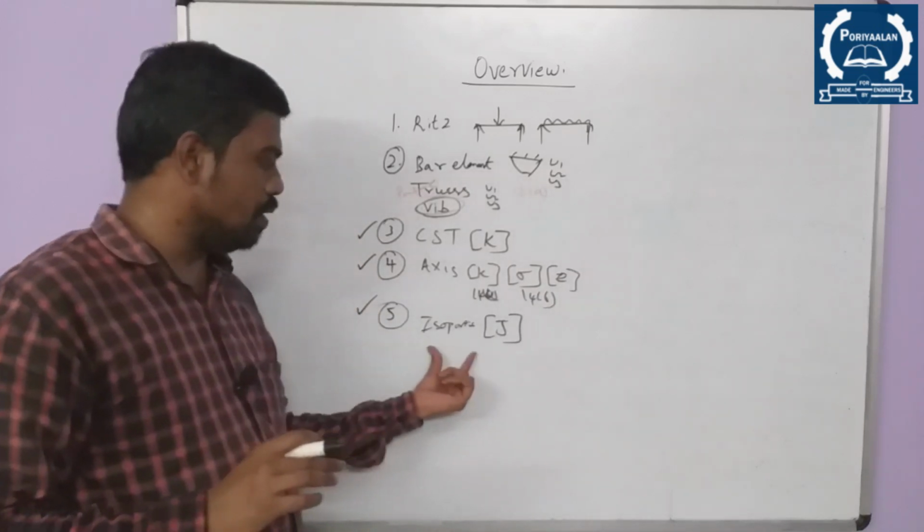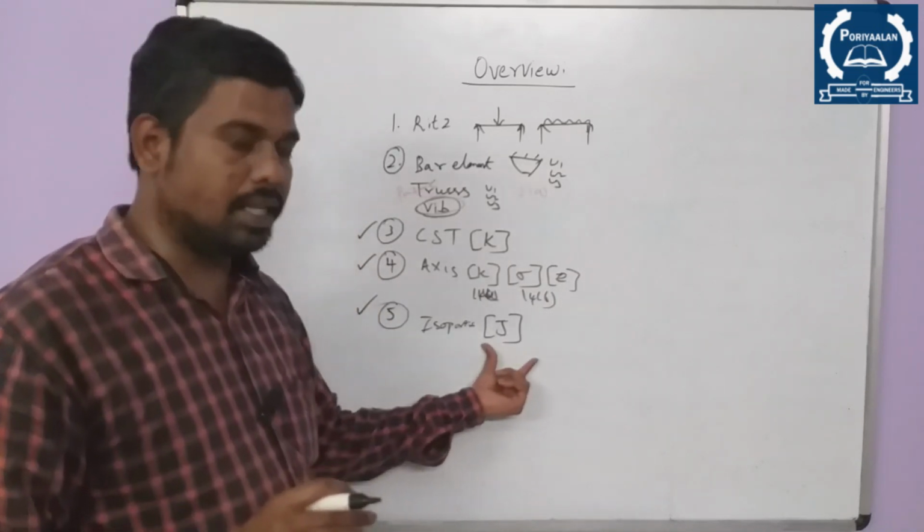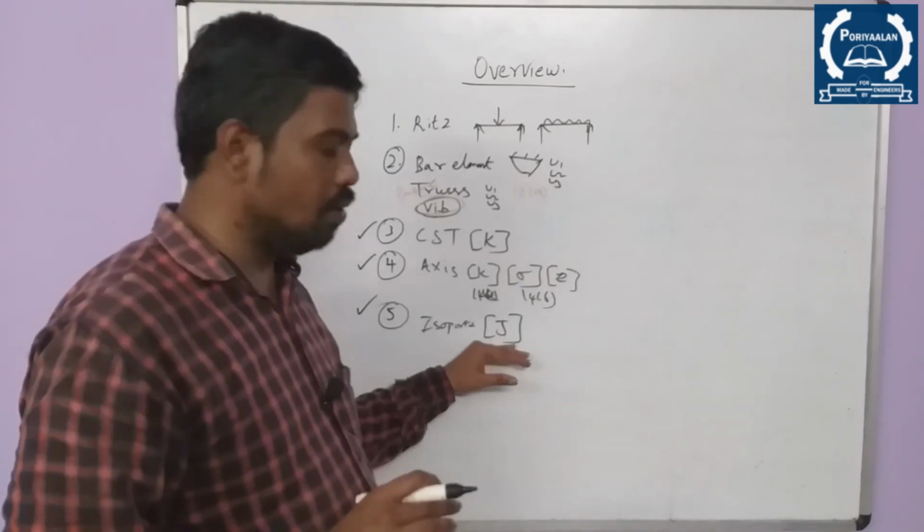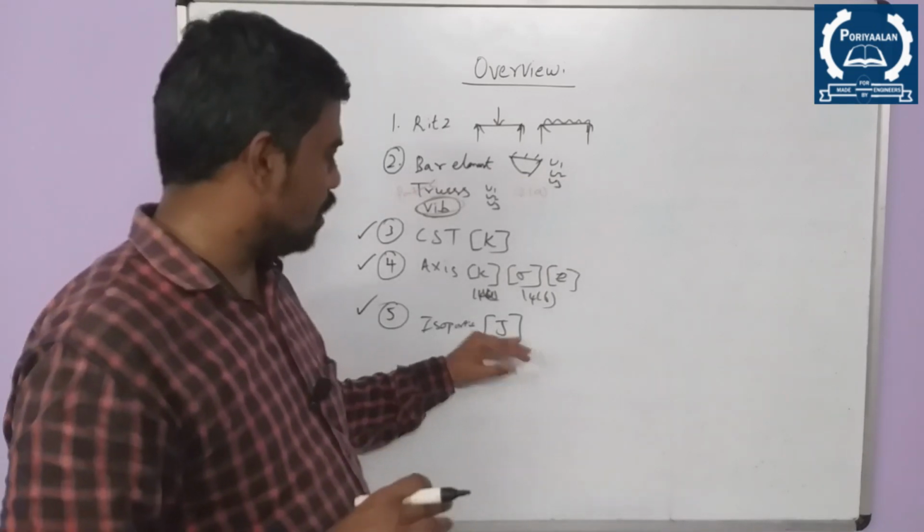And unit 5, isoparametric elements. In the isoparametric element, concentrate on the Jacobian matrix. Definitely you will obtain marks with the Jacobian matrix formulas.